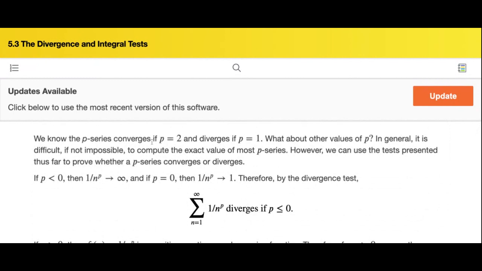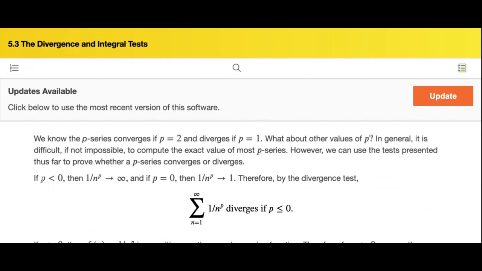So p series converges if p equals 2. We already saw it before. We haven't seen p equals 3 yet. But if p equals 1, it diverges. So what about other values of p? In general, it's difficult, if not impossible, to compute the exact value of most p series. However, we can use the tests presented thus far to prove whether a p series converges or diverges.